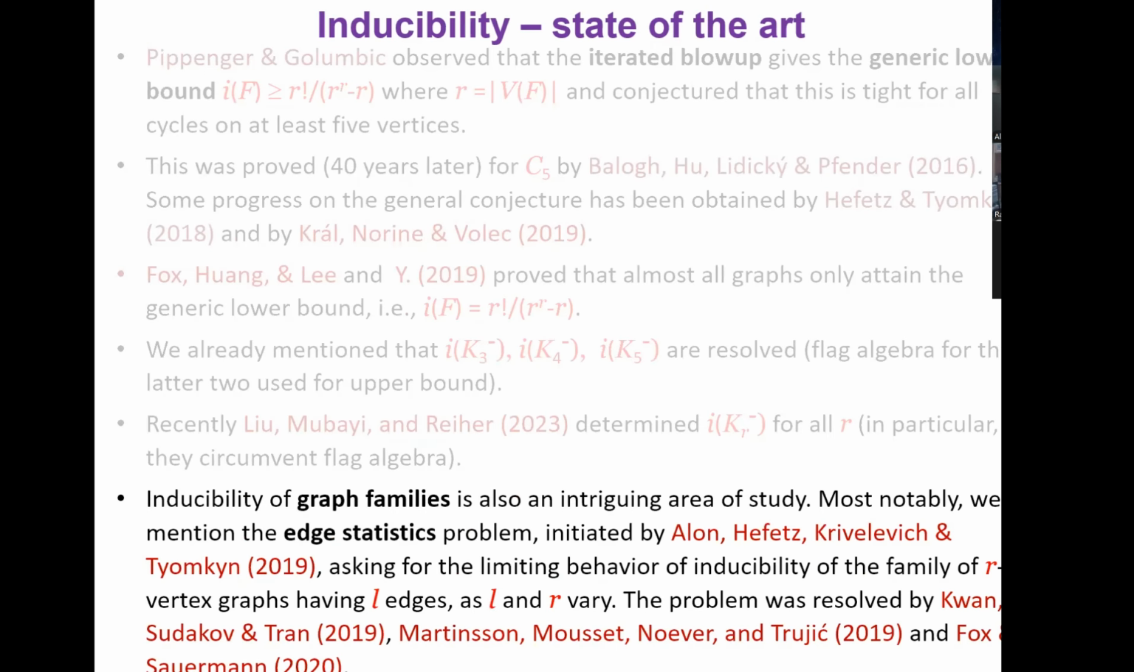Also, inducibility of graph families is an interesting area, and let me just mention one interesting family. Take all graphs on r vertices and l edges, and ask yourself, what is the inducibility of this family? So you take at random r vertices from your host graph and ask, does it induce l edges? This is the edge statistics conjecture of Alon, Hefetz, Krivelevich, and Tyomkin. And this was solved not too long ago in some asymptotic sense by all these people that are listed here. So these are some very strong results.